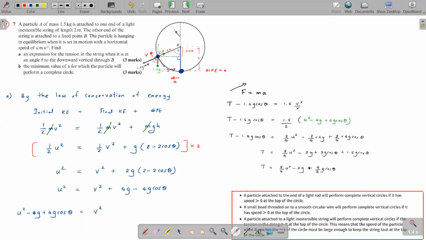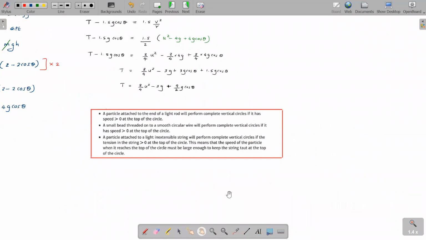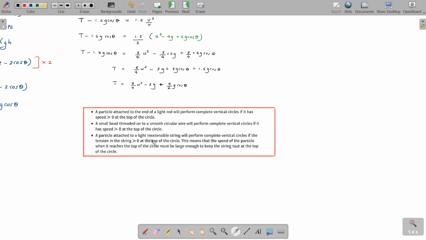Okay, so when they ask you to find the minimum value of u for which the particle will perform a complete circle, it doesn't mean that you come back to this point, but you need to understand that in vertical circular motion, the point that you need to always check is the topmost point. So if the particle can pass through the top point, then definitely it will perform the complete circle. Okay, so what's the requirement to go through the very top? These requirements are given to you in your textbook. You can see I have taken it out over here. They have given requirements for 3 types of objects: the light rod, the wire, and the inextensible string. So we will move to the third point.